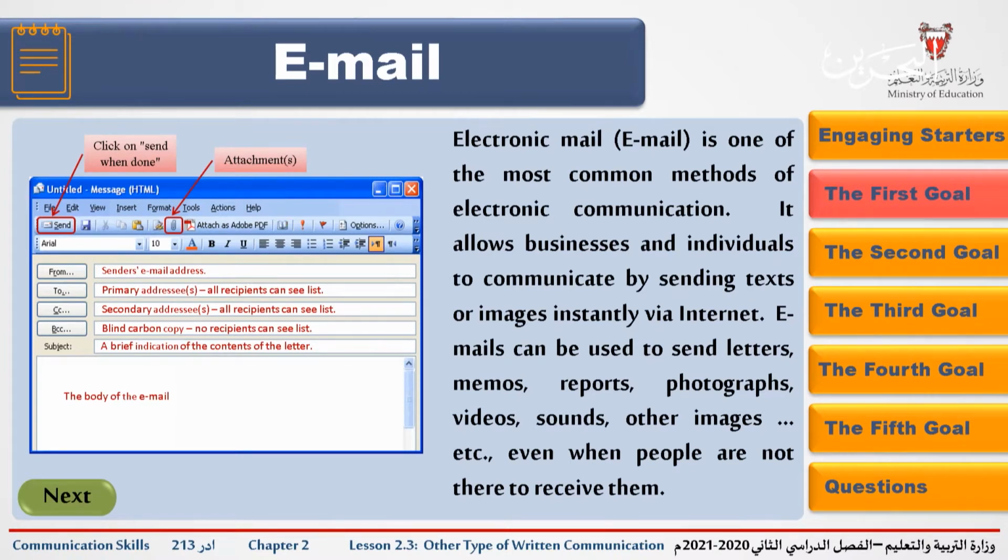Let's look at the image of an email window. You will find this in your textbook, page 47, figure 2.3.1. We will look at the parts of an email. The first part is From. In the From box, you will find the sender's email address. The second part is To. You will find the primary addresses, which are all the receiver's email addresses. CC, you will find the secondary addresses, and BCC is a blind carbon copy. The list of recipients will not be seen.